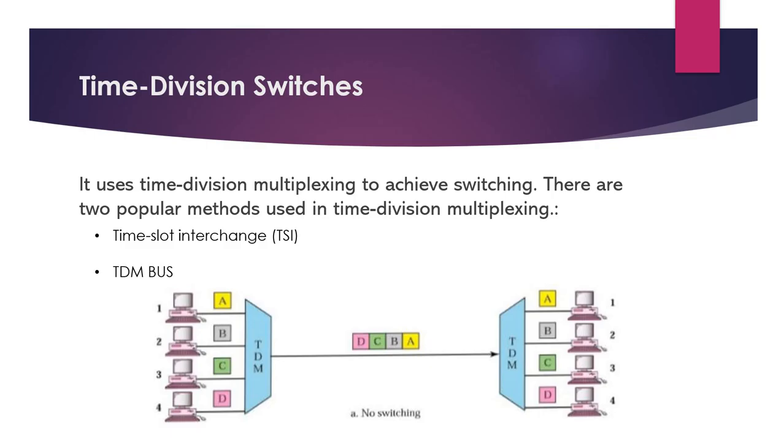Here we are using switches between the devices. The A, B, C, D is on the left hand side, and the other side is the same. We are using four devices A, B, C, D, but here we are not using any switches between the devices.